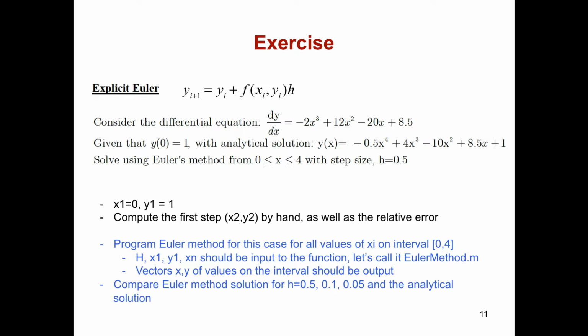So what is y2? You plug in, so your y1 is 1, and then plug in 0. f of 0, essentially it's just f of x, is 8.5, and 8.5 times the step size of 0.5. The function f of x, y is minus 2x³ plus 12x² minus 20x plus 8.5. When you plug in 0 in there.